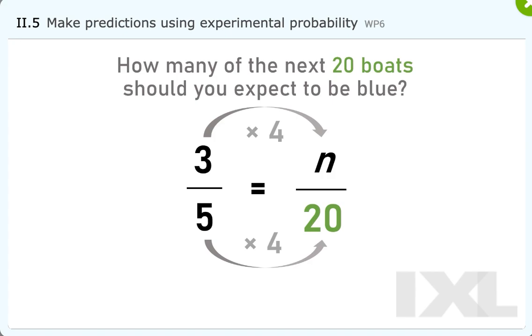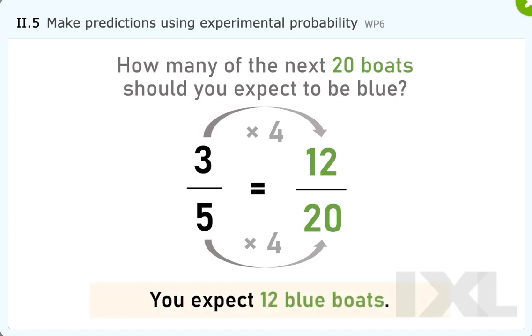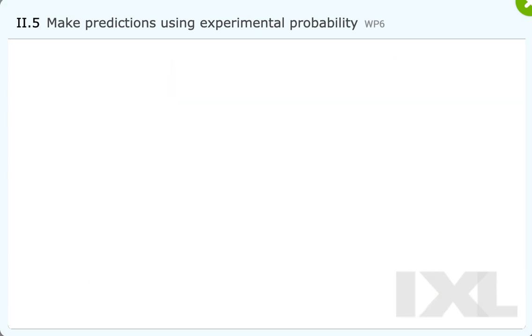Multiplying 3 times 4, we get 12. 3/5 is equal to 12 over 20, which means that n is equal to 12. Of the next 20 boats to dock at the marina, we expect 12 of them to be blue. Alright, moving on to our third example now, let's take a look.